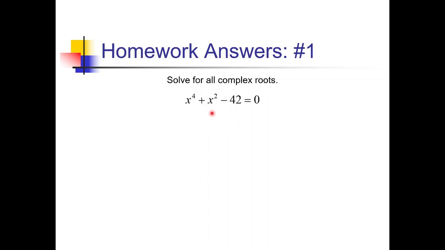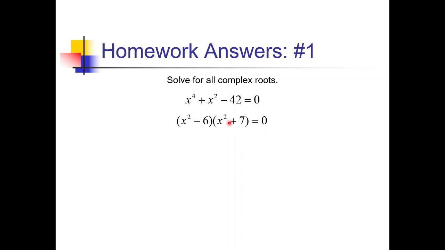So let's see here. Numbers that multiply to negative 42 and add up to 1 for this middle term. Well, 1 and 42 doesn't work. 2 and 21 doesn't work. Let me think. 3 and 14 is no good. 4 doesn't work at all. 6 and 7, though. Positive 7 and negative 6, that would give us a positive 1. So I'm going to split this up then into x squared minus 6 and x squared plus 7.